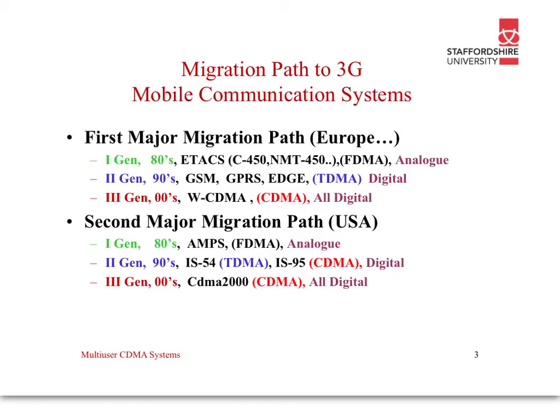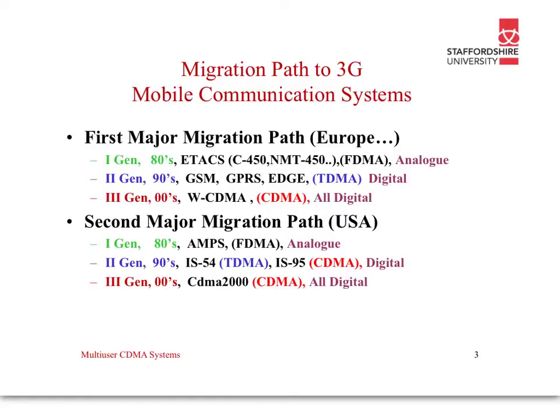So, mobile communication systems. How do we get to 3G? There were two major migration paths. Essentially, everyone had the idea of mobile communications at the same time, except the different countries throughout the globe didn't speak to each other. So what happened was we had multiple systems that were completely incompatible. These are the major paths.